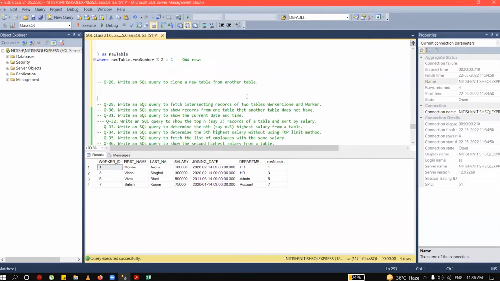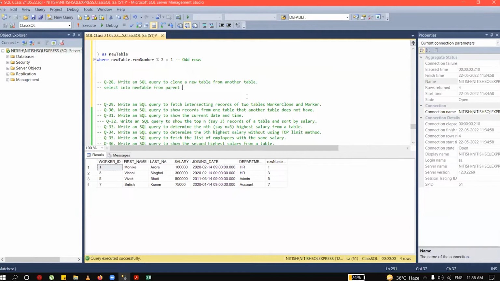Next thing is: write an SQL query to clone a new table from another table. Clone a new table means you have to copy from one table to another table. To copy, the syntax is SELECT INTO new table FROM parent table.